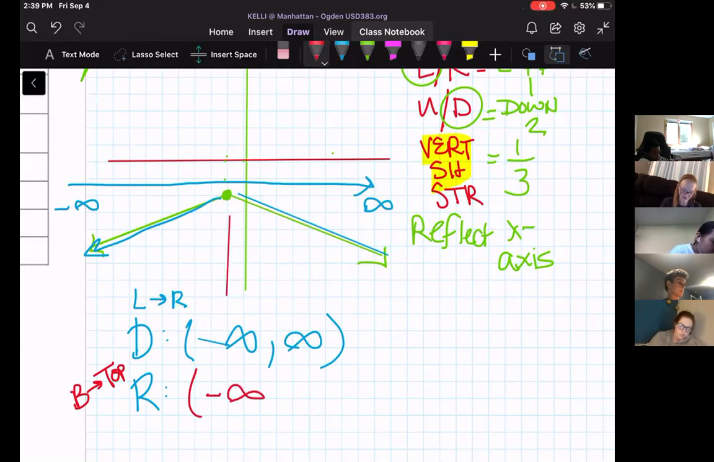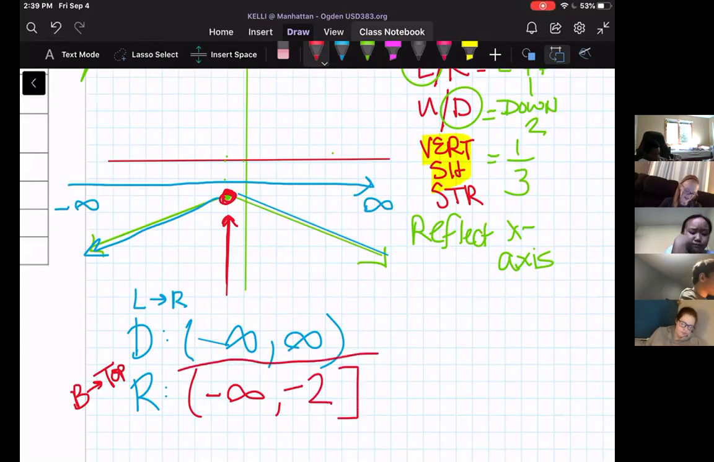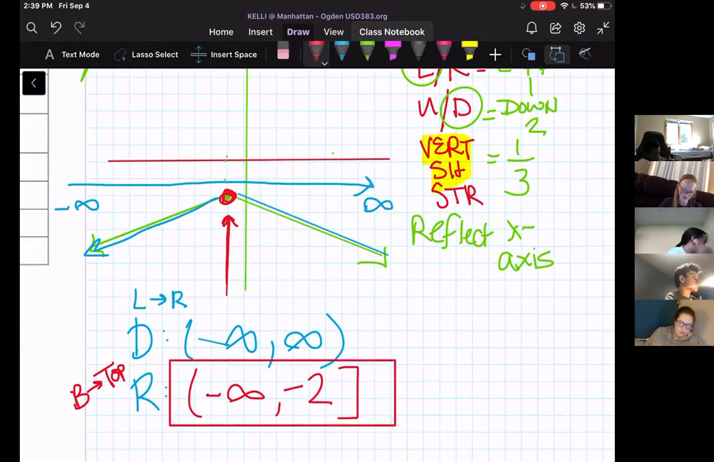And then it does have a high point though. What's the highest point there? -2. Yeah, it's right here. And when I'm talking about the highest value here, I'm looking at the y, and my y is -2. And that's included, so I have a bracket sign. This is actually what you need to be writing in that space.